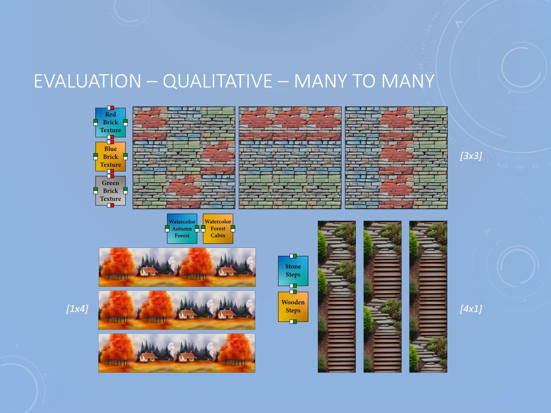Here's where our method really shines. Many-to-many tiling scenarios that no other method can handle. We can create complex patterns like this 3x3 brick arrangement, horizontal watercolor forest paintings, and vertical step sequences. This capability is entirely unique to our approach.